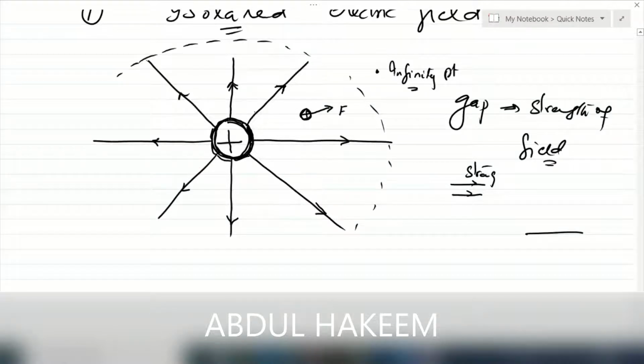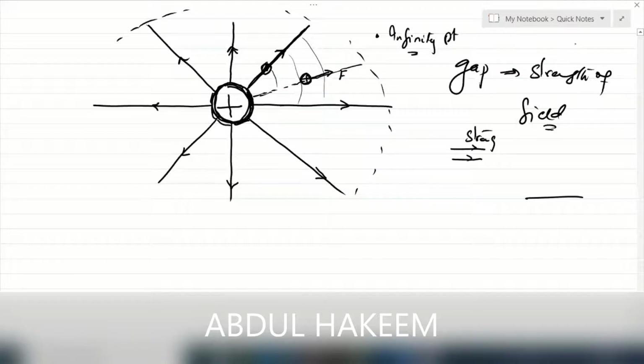And the line, this line is representing the path followed by the test charge after experiencing the force. Mean if the test charge is placed over here, it will move along this line. So the line is representing the path followed by the test charge after experiencing force in the field, and the gap between two lines is representing the strength of the electric field.